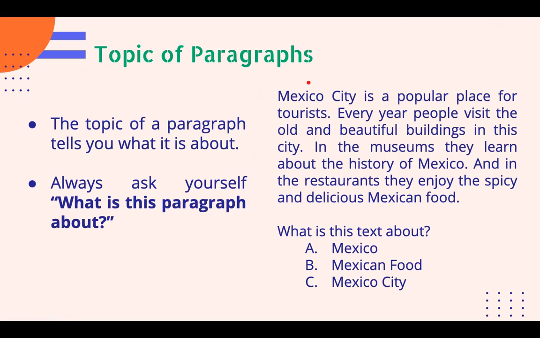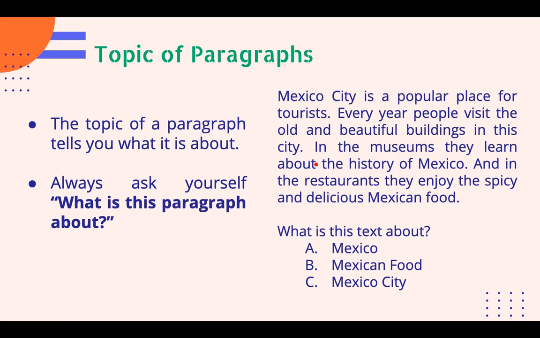Mexico City is a popular place for tourists. Every year, people visit the old and beautiful buildings in the city. In the museum, they learn about the history of Mexico, and in the restaurants, they enjoy the spicy and delicious Mexican food.